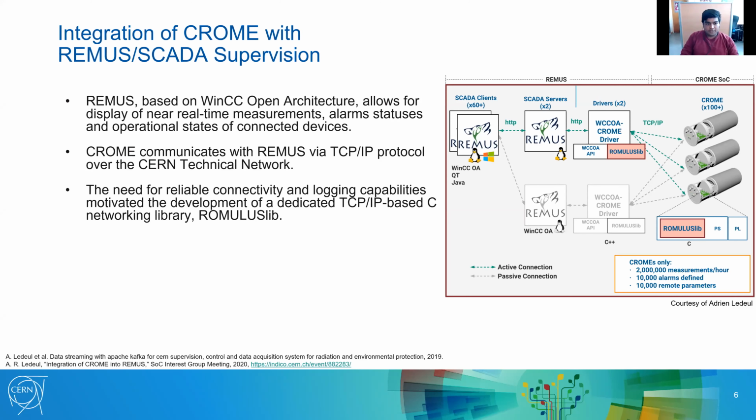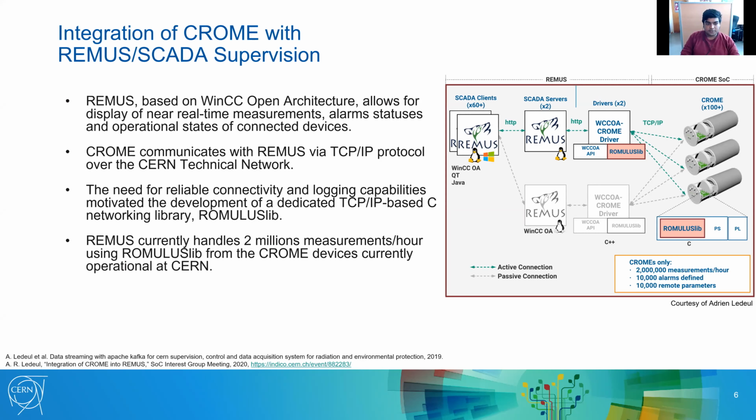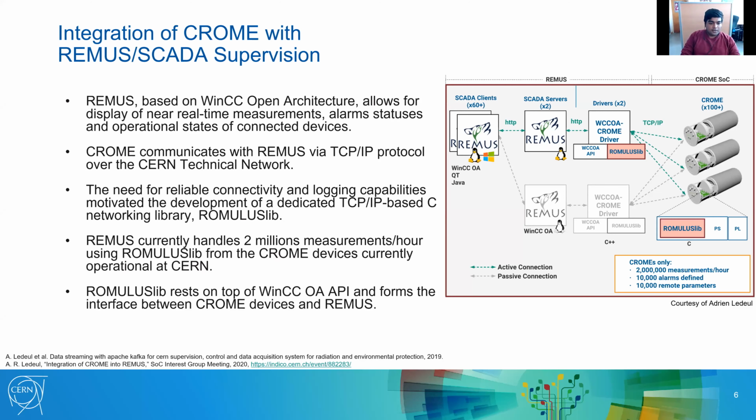For reliability, we wanted to develop a library that can handle this communication with robustness, so that no false parameters or unexpected behavior parameters can be communicated to the devices. So this was one of the motivations early on for the development of the library. Currently, the SCADA supervision REMUS handles more than 2 million measurements per hour using our library with the Chrome devices that are operational at CERN.